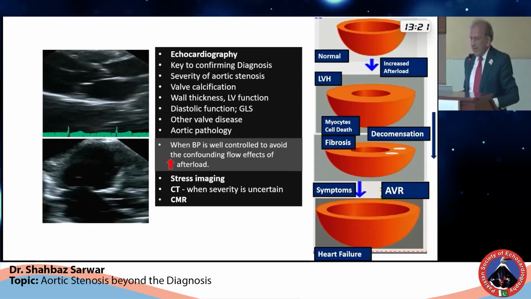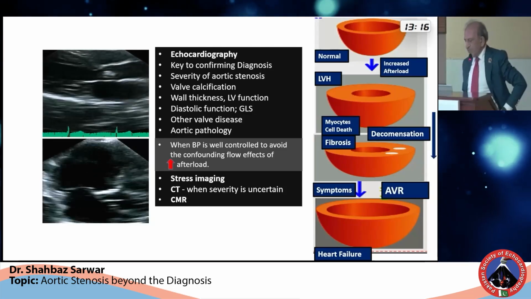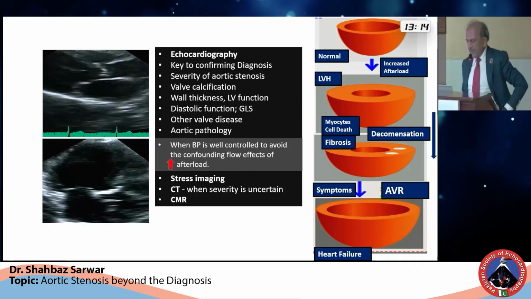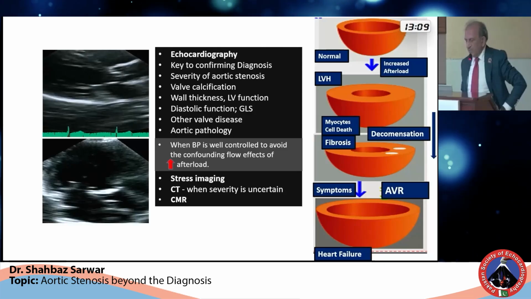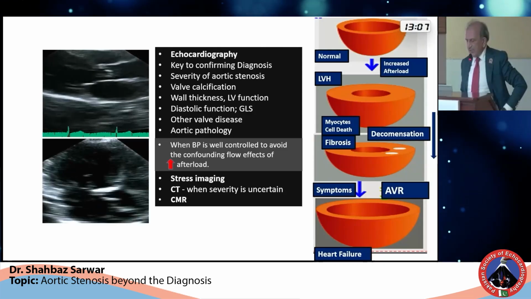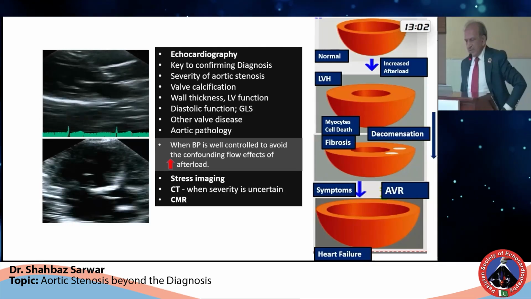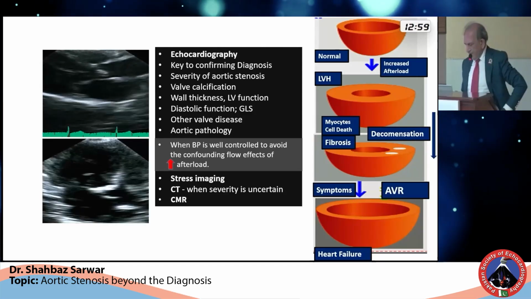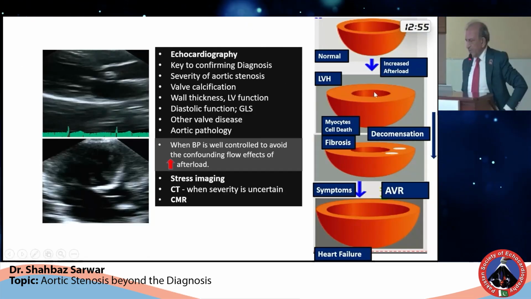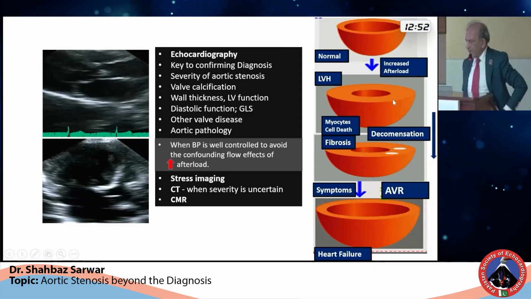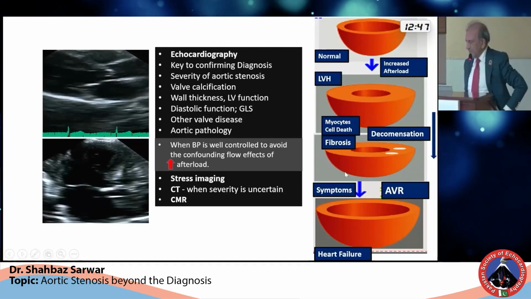Most importantly, we have to assess these patients when blood pressure is controlled to avoid the confounding flow effects of increased afterload. The other modalities, apart from echo, that we can use are DSE or stress imaging, CT when severity is uncertain, and CMR. And there is some emerging role of PET. Now you see here the sequence of events, how things progress in aortic stenosis: when afterload increases, myocyte cell death and fibrosis set in, and then the symptoms occur.